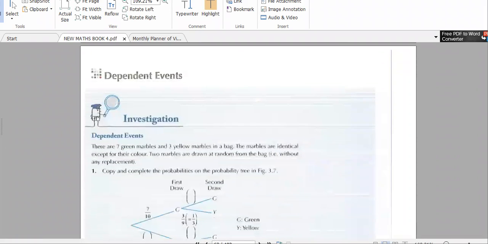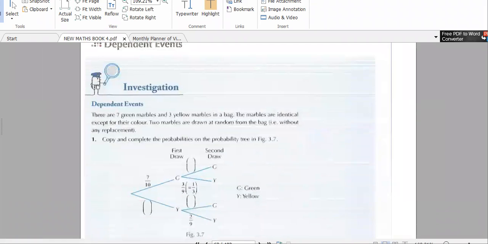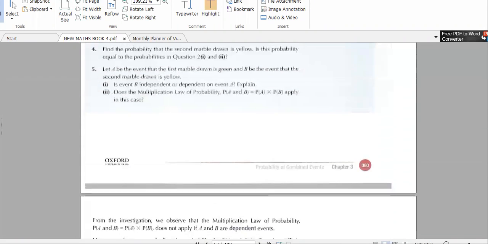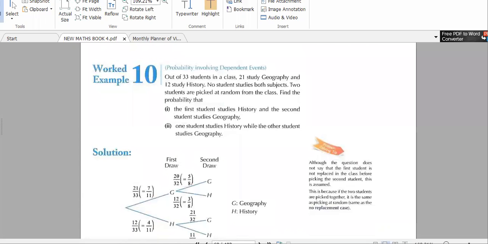All right, next topic is dependent events. I will help you understand this concept by giving you an example. Example number 10: out of 33 students in a class, 21 study geography and 12 study history. No student studies both subjects. Two students are picked at random from the whole class. Find the probability that the first student studies history and the second studies geography.